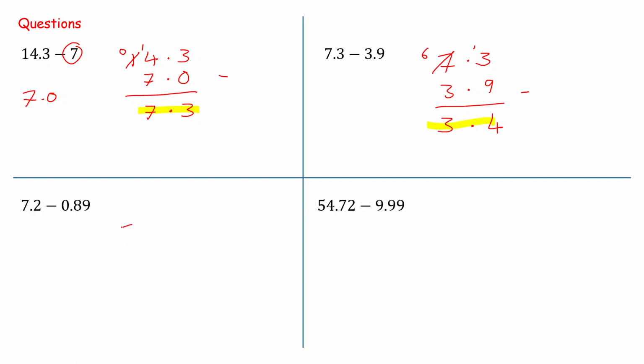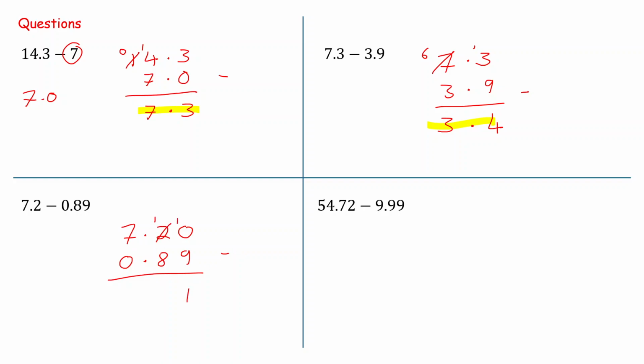Okay, you then got 7.2 take away 0.89, there we go. And because there's nothing in here, I'm going to put in a 0 here because that means the same thing as 7.2. And we are taking away. 0 take away 9 would give you a negative answer, so you've got to go and borrow 1 from that 2. Goes down by 1 to give you 1. Borrow 1. 10 take away 9 is 1.